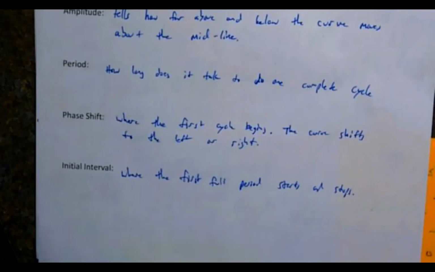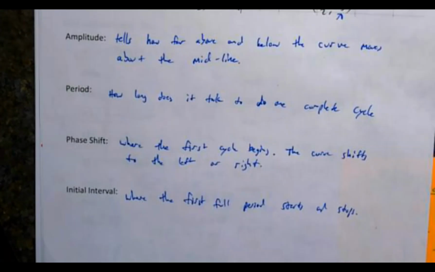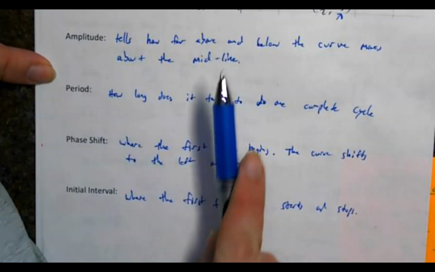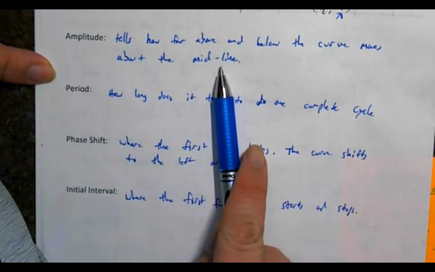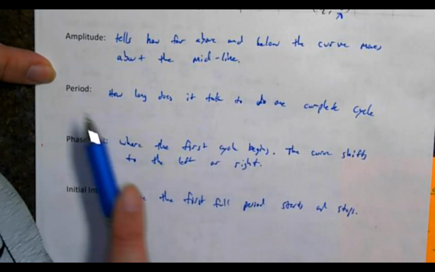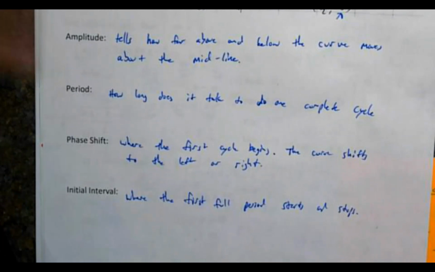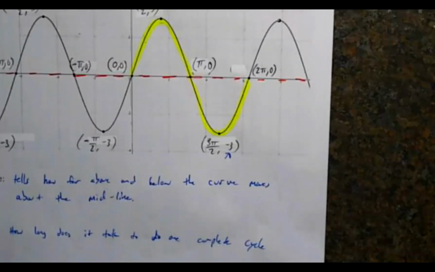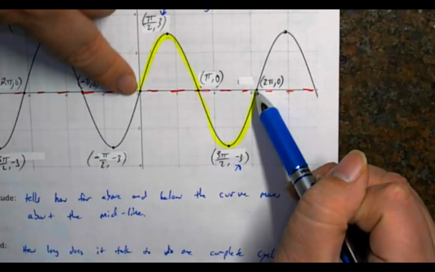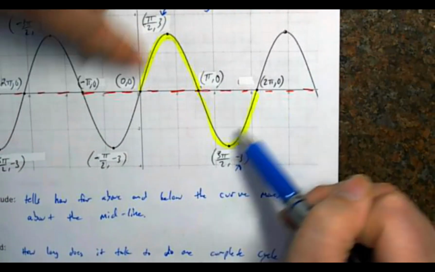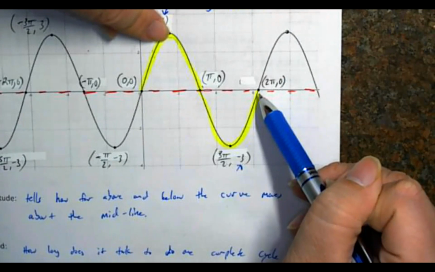Okay, so remember the vocabulary here. Amplitude, how high and how low the curve goes to its maximum and to its minimum. It's going to oscillate about the midline. Period. How long does it take to do one complete cycle? How do you recognize one complete cycle? Because once you hit a certain point, the curve starts to repeat itself. At that point, that's one complete cycle. Then it starts to repeat.